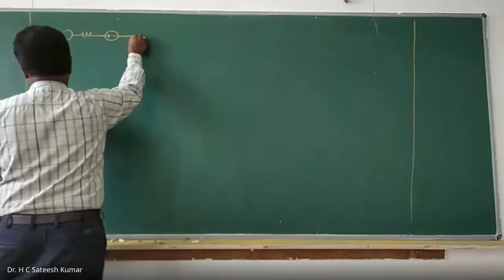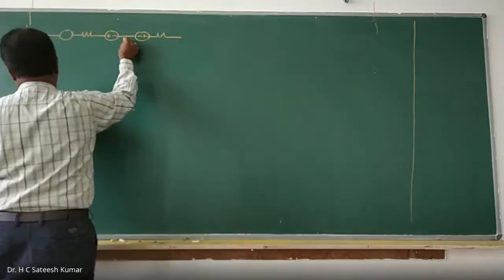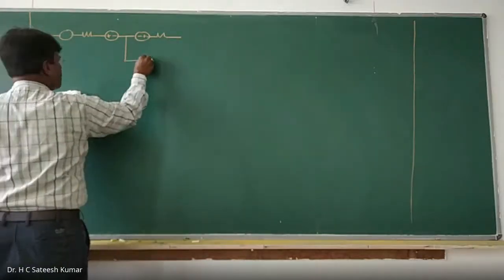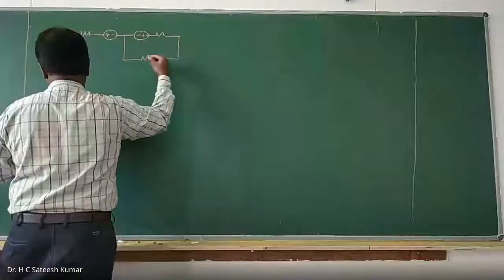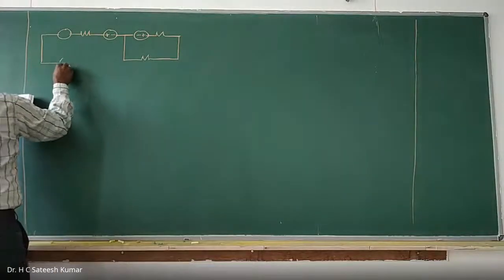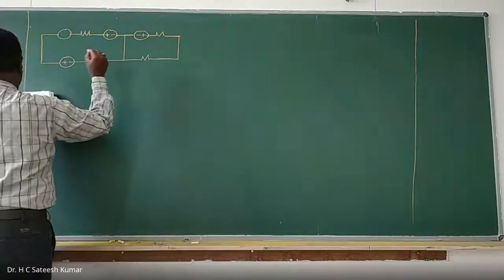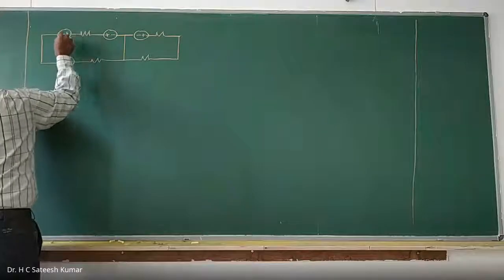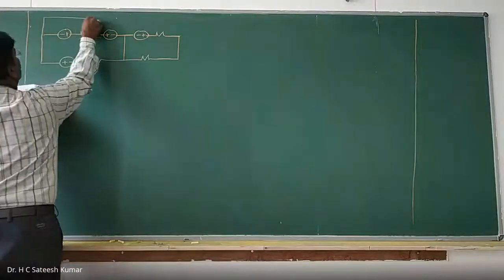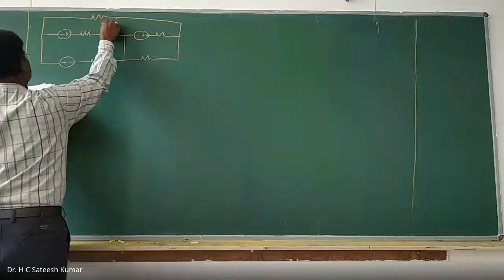And one more power supply, minus, plus, and resistance, and there is one more resistance value. After this, we have one voltage source, plus, minus, and there is a resistance, and minus, plus. This is another resistance, and the value is 10 ohms.